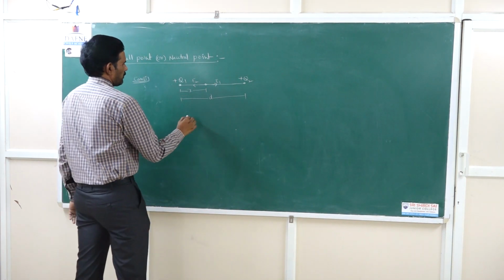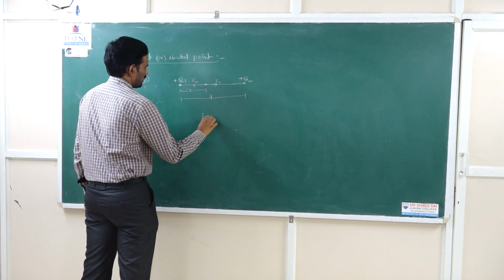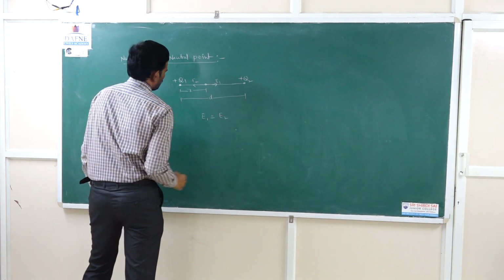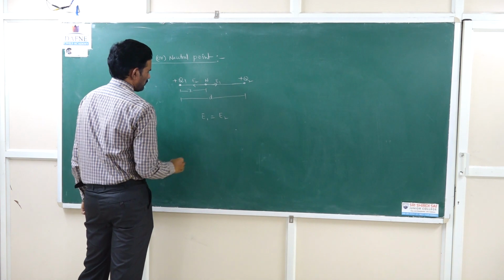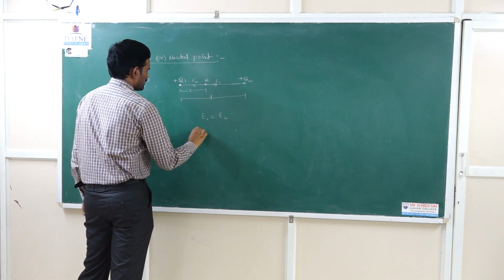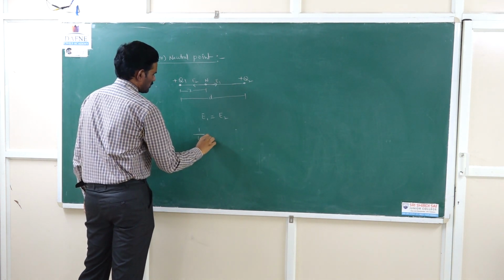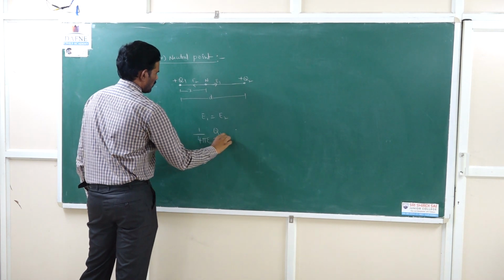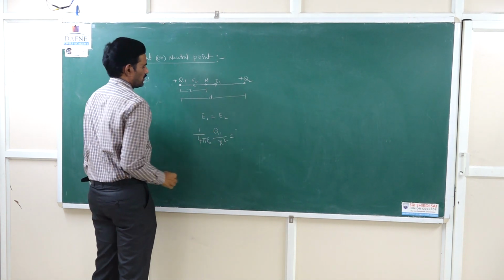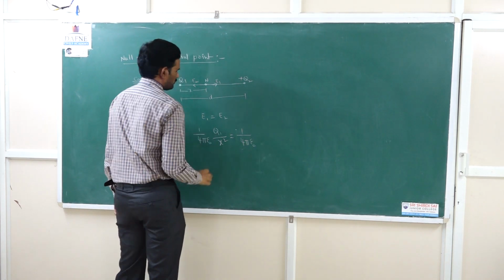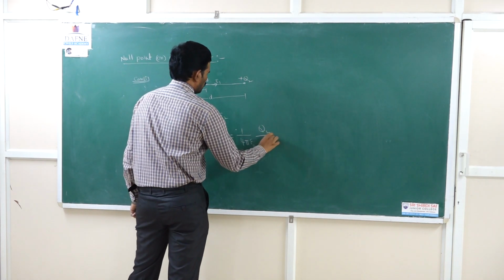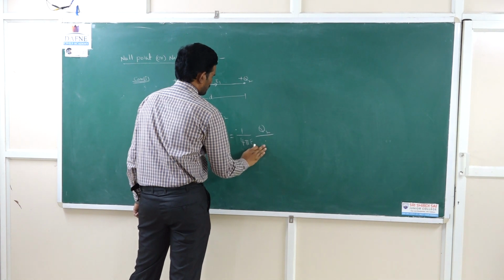And so now I am just equating the magnitudes. E1 is equal to E2, so this is the neutral point I am assuming here. Then E1, you can write this as 1 by 4 pi epsilon naught Q1 by x square. This is equal to 1 by 4 pi epsilon naught Q2 by (d minus x) whole square.